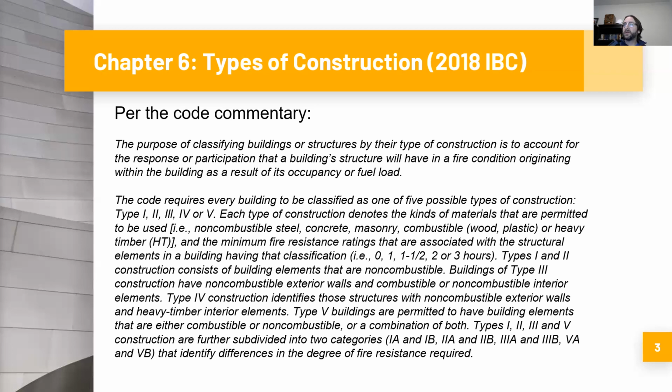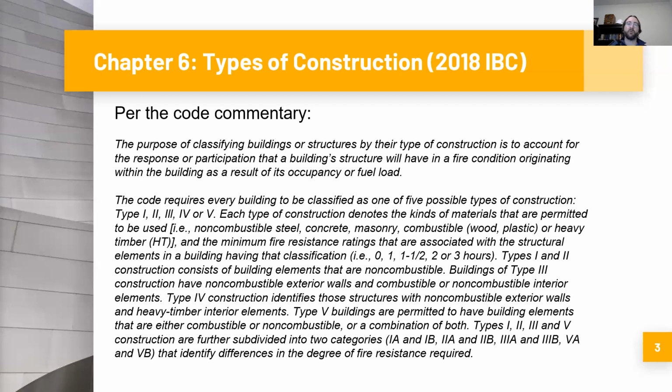Let's see, types 1 and 2 construction consists of building elements that are non-combustible. Buildings of type 3 construction have non-combustible exterior walls and combustible or non-combustible interior elements. Type 4 construction identifies those structures with non-combustible exterior walls and heavy timber interior elements. Type 5 buildings are permitted to have building elements that are either combustible or non-combustible or a combination of both. Types 1, 2, 3, and 5 construction are further subdivided into two categories, A and B, that identify differences in degree of fire resistance required.